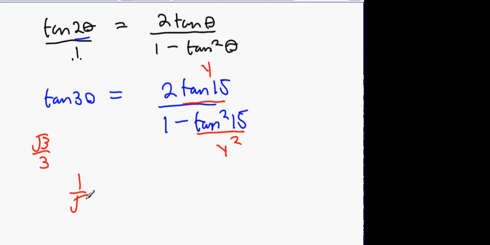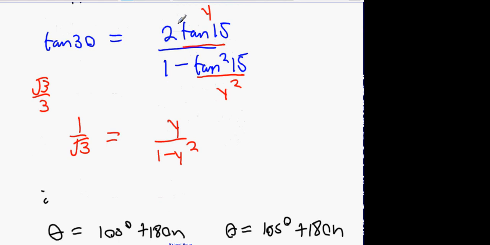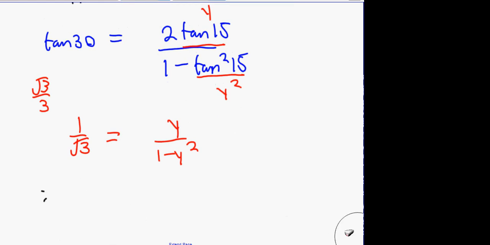Now what we're going to get is 1 over root 3 equals 2y over 1 minus y squared. What I'm going to do first is multiply it out. When I multiply it out, what we're going to get is this: 1 minus y squared equals 2 root 3 y. Going to bring them all over one side: y squared plus 2 root 3 y minus 1 equals 0.